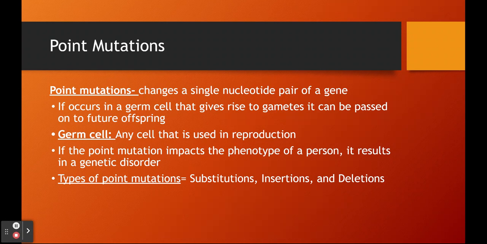If it occurs in a germ cell, that gives rise to gametes. It can be passed down to future offspring. So this is how it could be passed on through genetics. Germ cells. When I say germ cell, that means any cell that is used for reproduction. So that's a sperm cell or an egg cell. So in the point mutation, if it impacts the phenotype of a person, it's going to result in a genetic disorder. We're going to talk about phenotype versus genotype in a second.